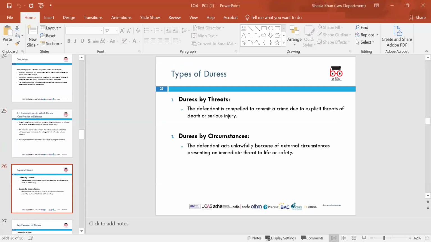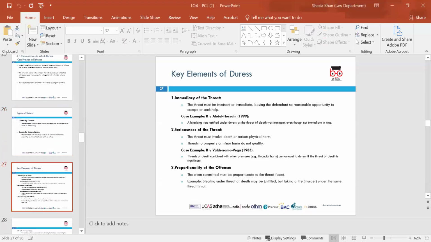Types of duress. You have two types of duress: physical duress, which involves threats of force or violence, and duress by threats. Duress by circumstances is another one, where the defendant acts unlawfully because of external circumstances, and these are the elements of the two types of it. So the key elements of duress are threat, lack of consent, and no reasonable alternatives.